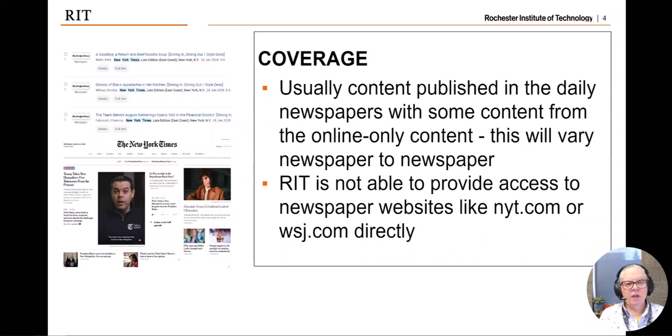Coverage of this database is usually content that is published in the daily newspapers with some content from the online-only content published on websites such as nyt.com or wsj.com. This is going to vary newspaper to newspaper. RIT is not able to provide access to newspaper websites directly, such as nyt.com or wsj.com.